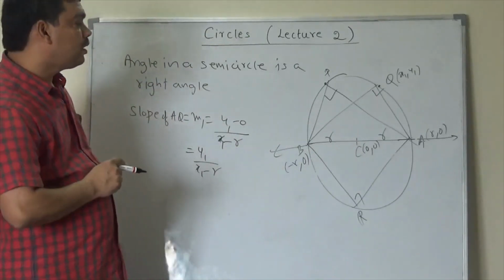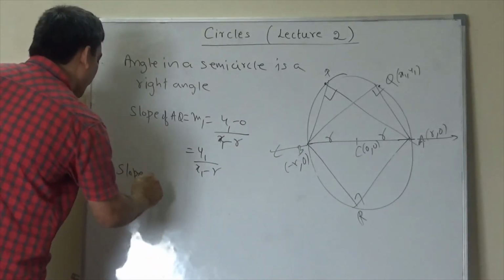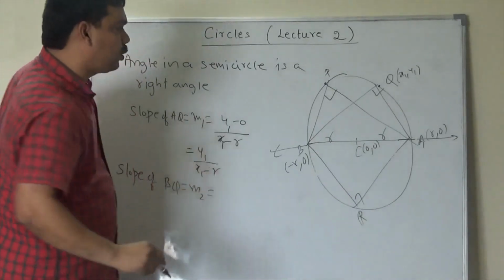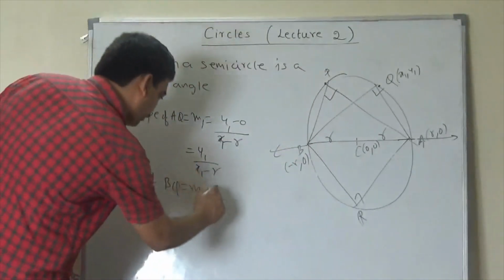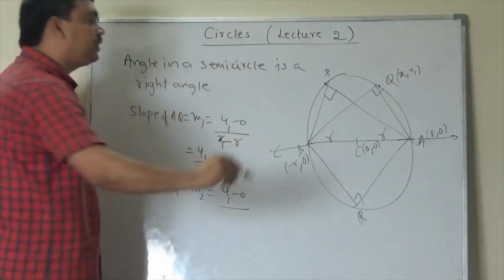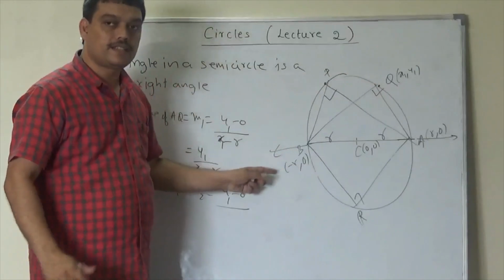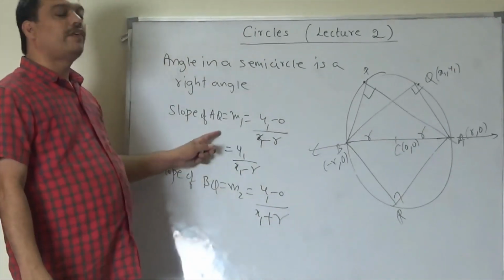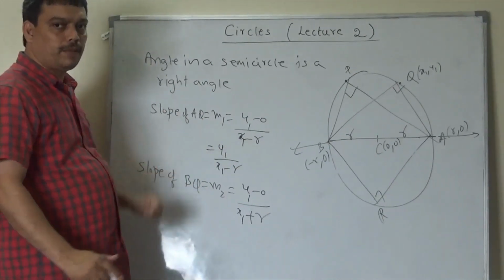So let's write down the slope of BQ also. We can say this is m2. How do we write the slope of these two points? Difference in their y coordinates, so y1 minus 0 again, divided by the difference in their x coordinates, which is x1 minus of minus r, which is going to be x1 plus r. Now once you get the values of m1 and m2, let's see how to prove that m1 times m2 is minus 1. Let me multiply them.